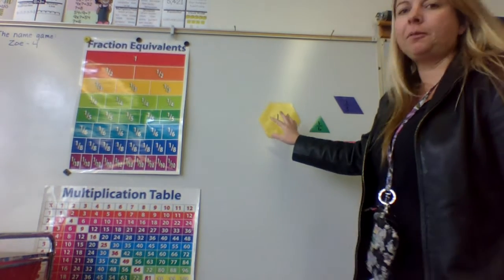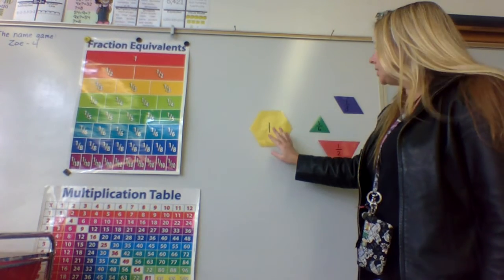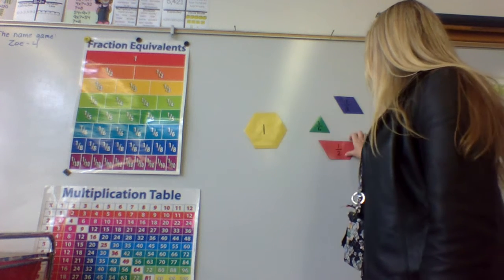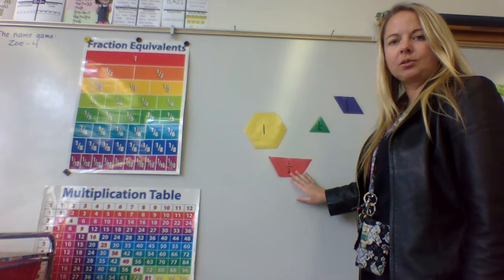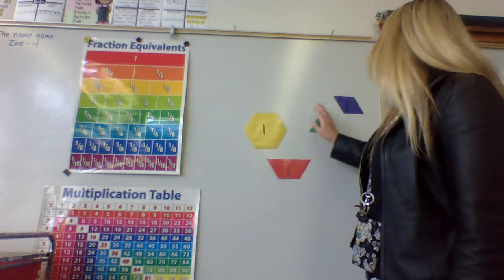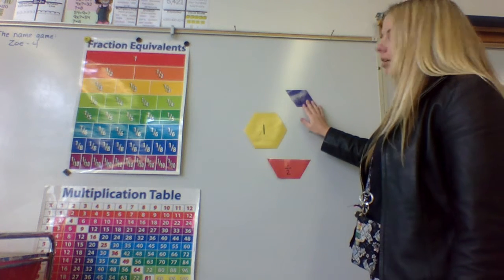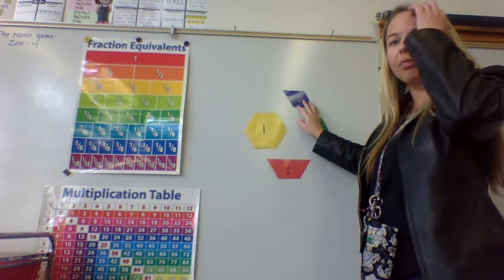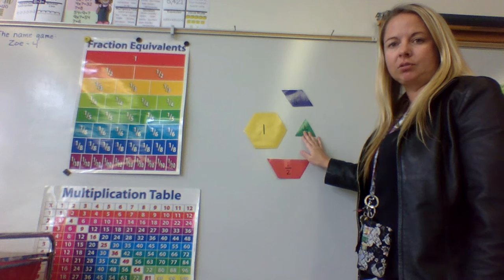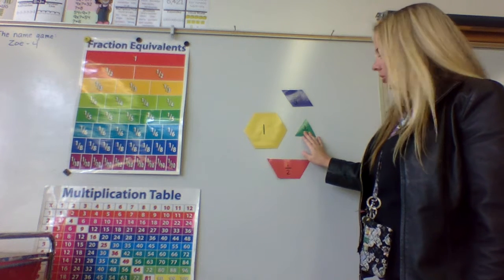Up here I have some different shapes. This first shape is a hexagon, and this is one whole piece. My next shape is a trapezoid, and this is half of the hexagon. My next piece is a rhombus, and it represents 1/3 of the hexagon. And my last piece is a triangle, and this represents 1/6 of the hexagon.